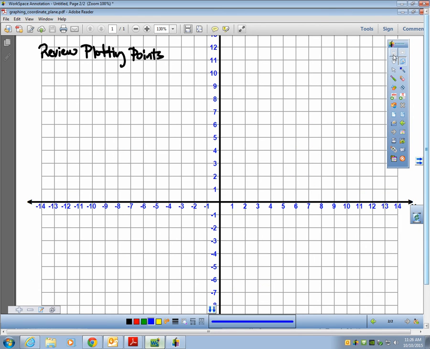Let's quickly review plotting points. Very important that we can plot points correctly. I would say most of you probably have this down, but as an algebra teacher here for 8 years, I have seen students that have this confused, and if you confuse this, it's going to cause other things to be wrong. So I just want to review it to make sure.